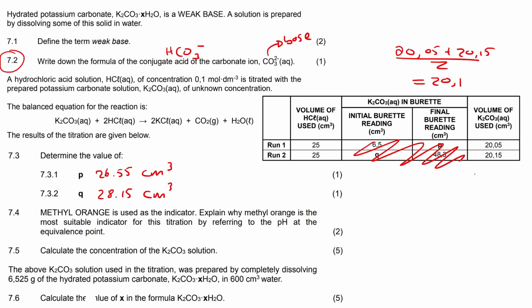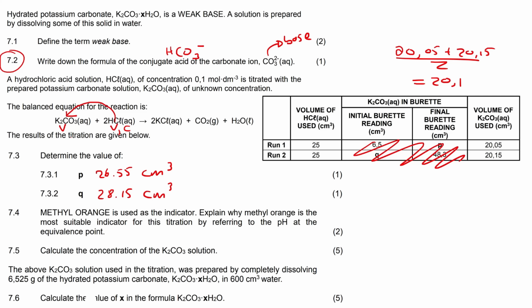So that is the volume of K2CO3. We have the volume of HCl that we used in both experiments. It's the same. And we have the concentration of that. So if you've watched my videos on titration, it's very easy. All you're going to do is use this information to work out the moles, because you've got the volume and the concentration. You then use the mole ratio to work out the moles of this one. And then you've got the moles and the volume here to get the concentration.